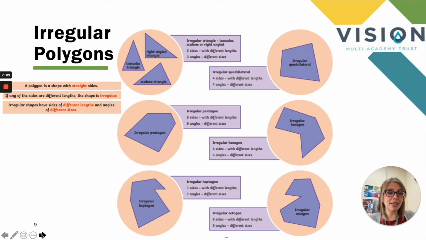So let's look at irregular polygons. So again, polygons are shapes with 3 straight sides or more. But if any of the sides are different lengths, the shape is irregular. So if we look at the example of the triangles, we can see that the right angle triangle, isosceles and scalene triangle all have sides that are different lengths. So therefore they can be called irregular triangles. If we look on the right, for example, at the irregular hexagon, we know that it's got 6 sides, but the sides aren't the same length and the internal angles aren't the same size, so therefore we can call it irregular.